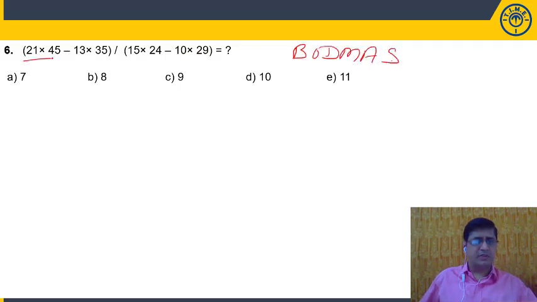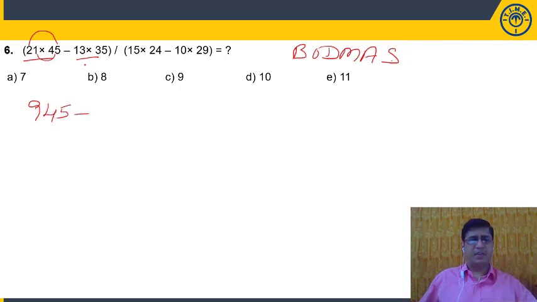So first find out the value of this. Next, this one. Observe the difference here. 21 into 45. 2 times 45 is equal to 90. But here 2 is in the tens position, so 20 times, 20 into 45, means 900. Then 1 time 45 is 45. So what is the result? 945.